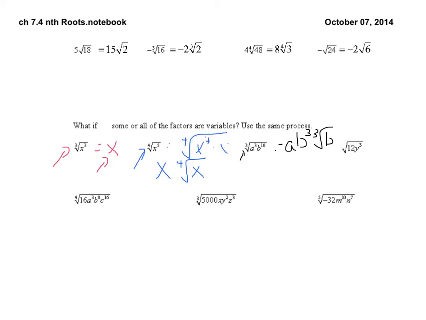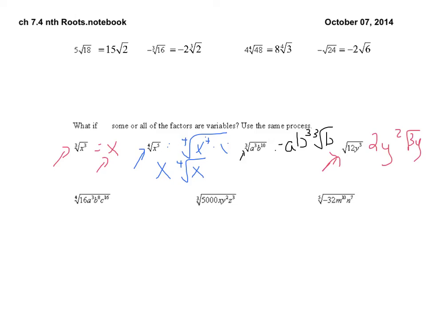If I combine this with numbers, I'm looking for square roots in this one, so I'm looking for groups of size 2. Well, for the Y's, if I have 3 Y's, that's 1 group of size 2, and 1 Y left on the inside. But I also need to think about the 12s. That's got a perfect 4 in it, so that comes out. Square root of 4 is 2, and that leaves me with a 3 on the inside. Try these other ones, pause the video, and then let's come back and look at the answers.